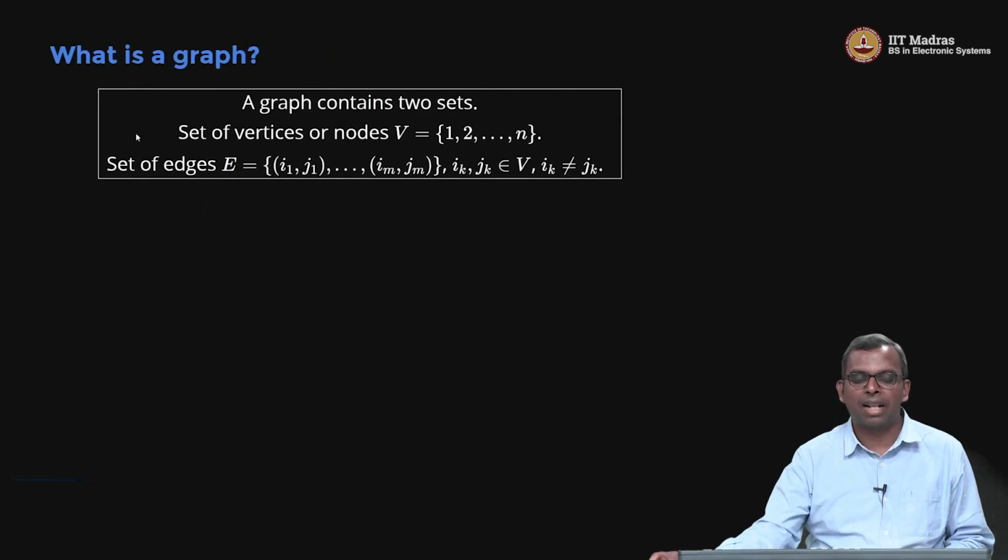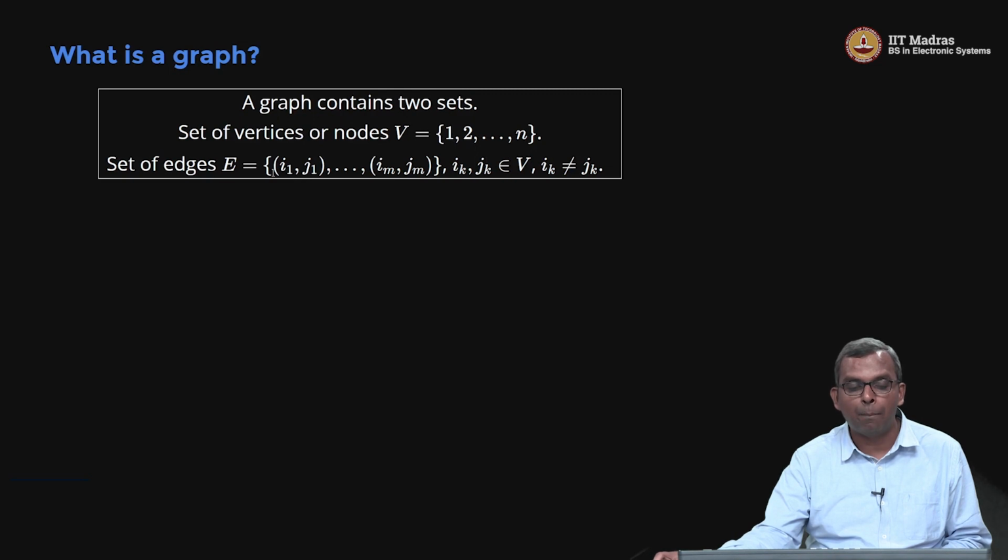So what is a graph? A graph basically has two sets in it. First is called a set of vertices or nodes. We'll usually denote it V, and it goes from 1 to n. The next is a set of edges, which I will call E. These edges are basically pairs of nodes. So you have n nodes, 1 to n. I pick any pair of nodes and I call that an edge. Maybe 1 comma 2, 1 comma 3, 4 comma 6, anything like that. Any pair is an edge.